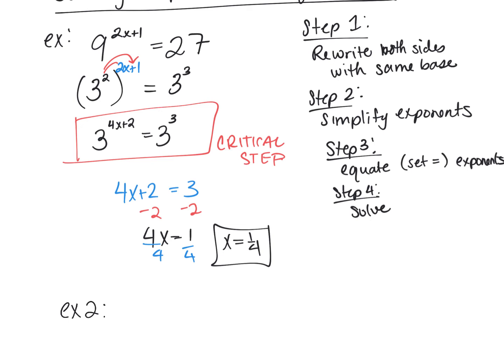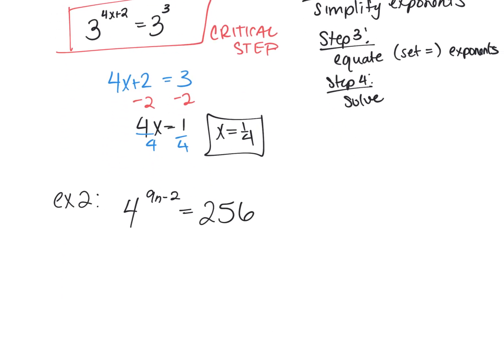Okay, let's try. 4 to the 9n minus 2 equals 256. Now, I don't always have to rewrite both bases. If I look at this and say, oh, I can write 256 as a power of 4, then we can just write one side and leave the other. So 256 is 4 to the 4th. So I have 4 to the 9n minus 2 equals 4 to the 4th power.